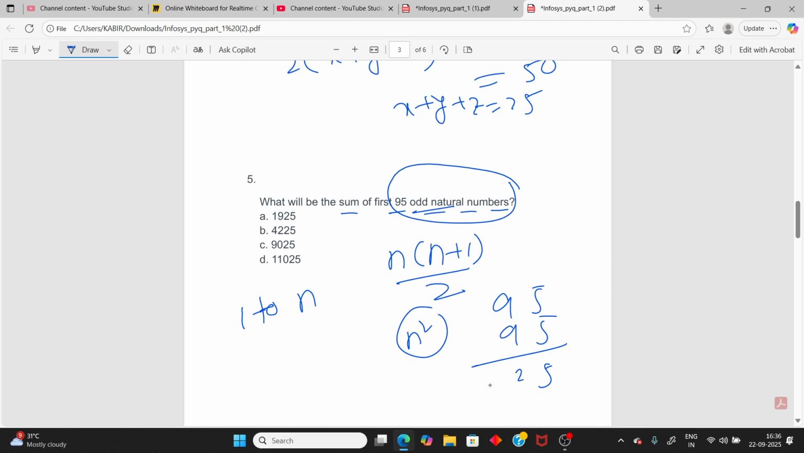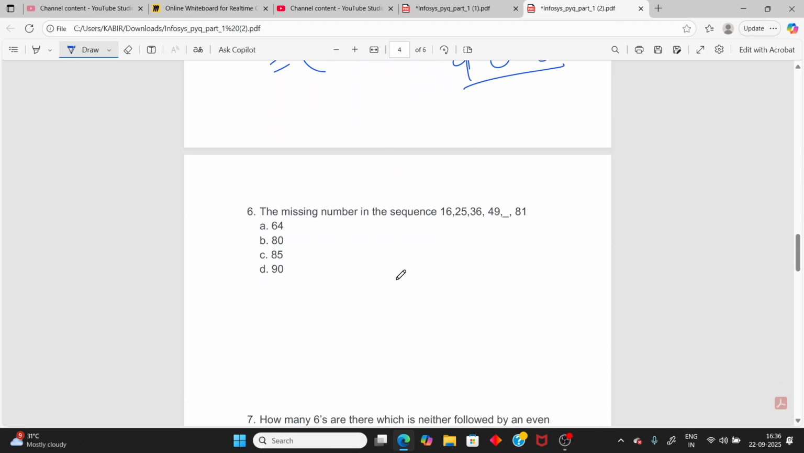So n square, your answer is n square. n is 95, so 95 squared is your answer. That is actually a formula based question.